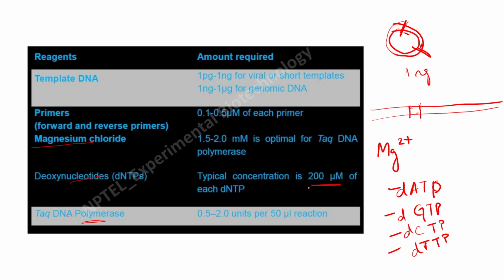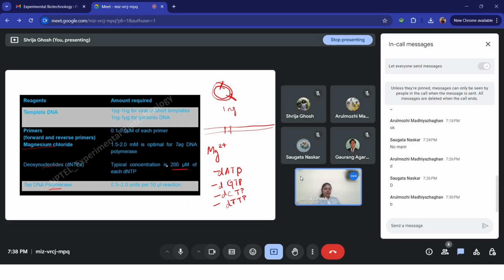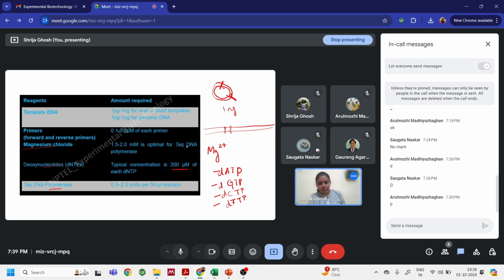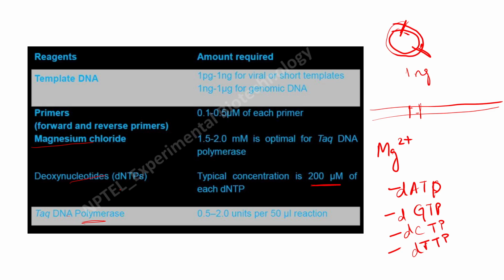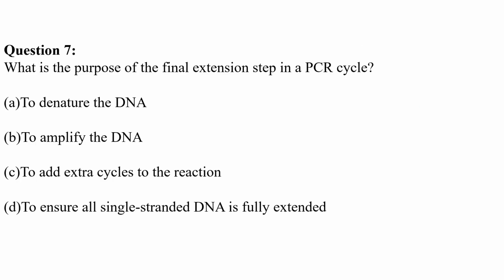So this was about the amount of each reagent required for setting up a PCR reaction. Anyone has any doubt or any question in this? I hope that's clear to everyone. I'll move on to the next question.